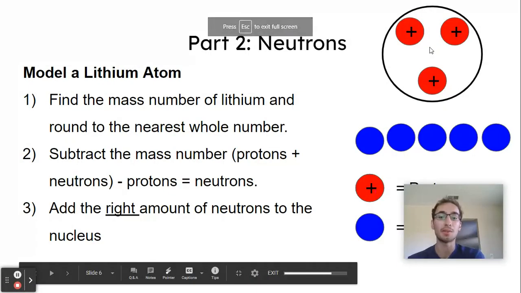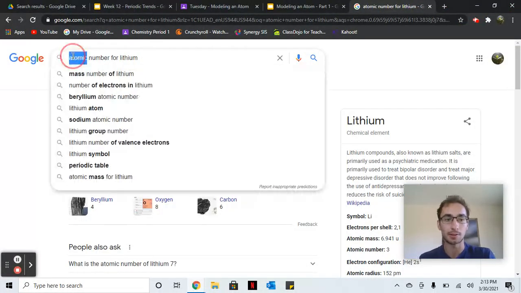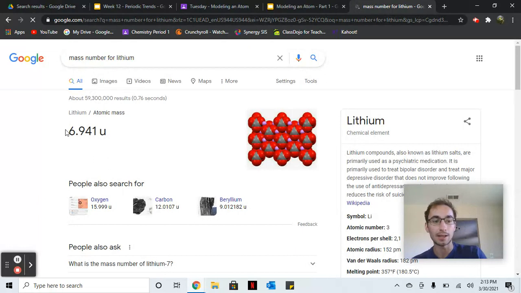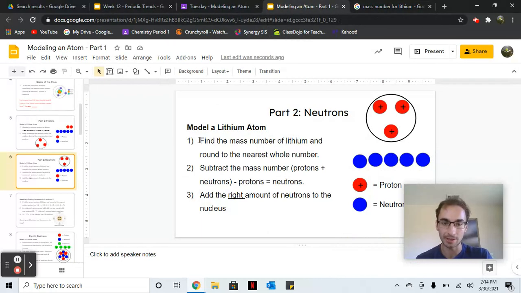Part 2, now I have to figure out the neutrons. Find the mass number of lithium and round to the nearest whole number. I'm going to look up mass number. And that is 6.9. And remember, if it's 0.5 and above, round up. If it's 0.4 and below, round down. So 0.9 is above 0.5, so you round up. 6.9 will become 7. So that's the mass number.